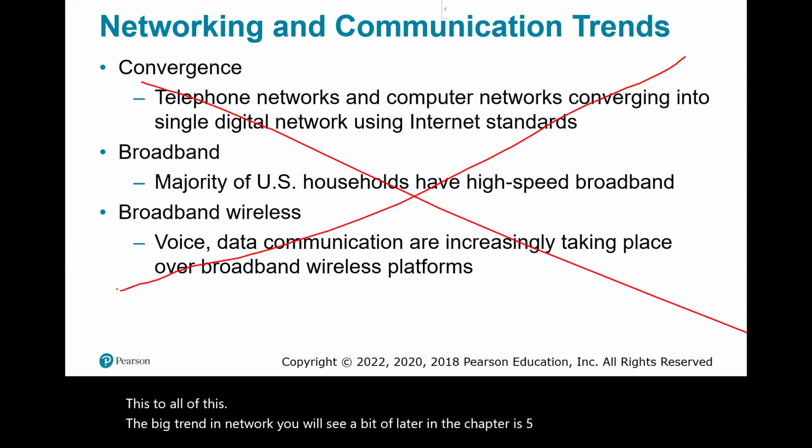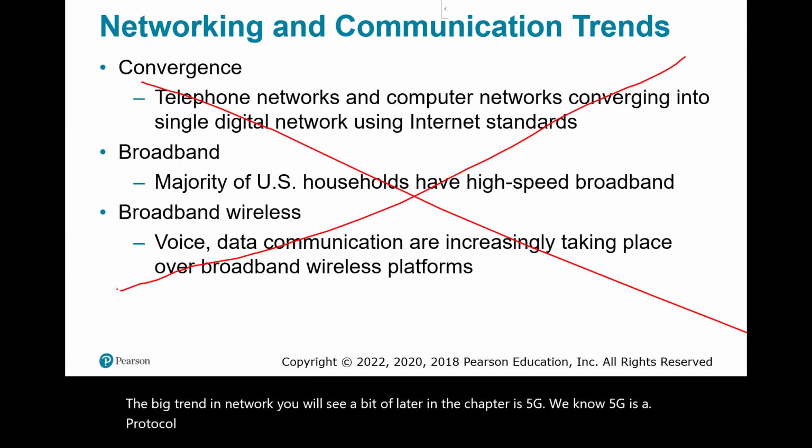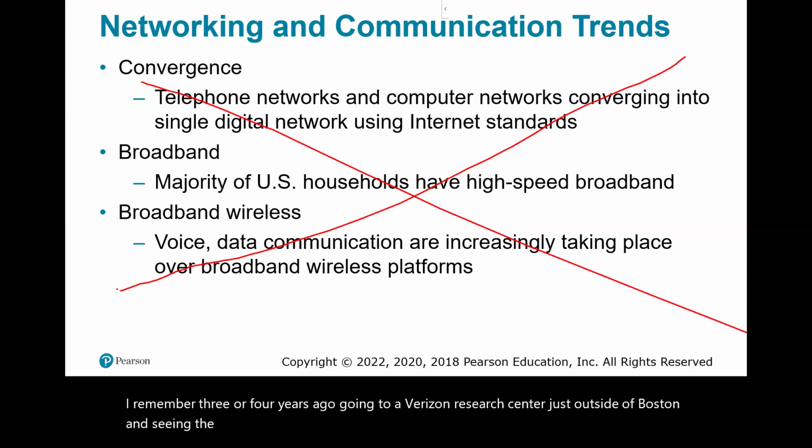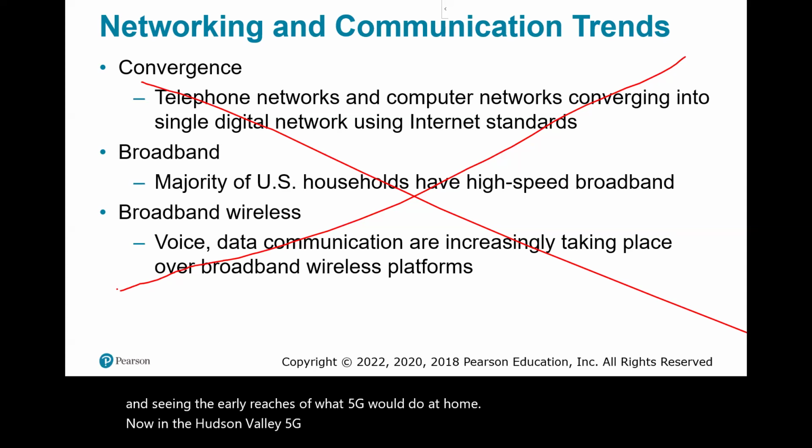We know 5G is a protocol for cellular communications. Well, these are starting to reach homes. I remember 3 or 4 years ago going to a Verizon Research Center just outside of Boston and seeing the early reaches of what 5G would do at home. And in the Hudson Valley, 5G from Verizon is available, but at very slow speeds.